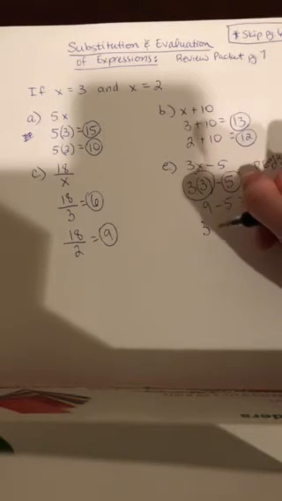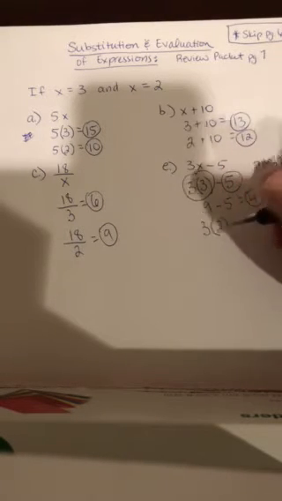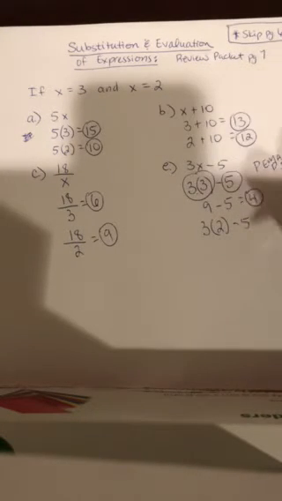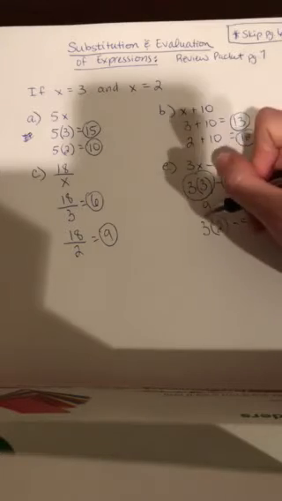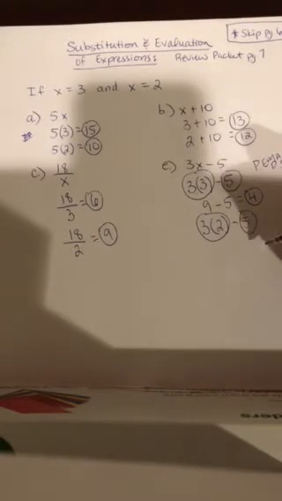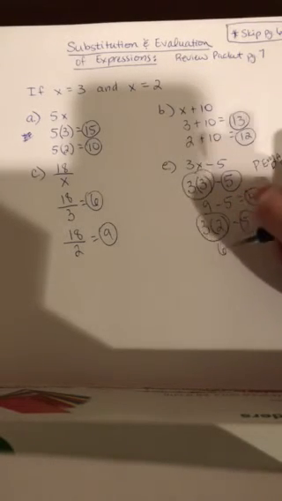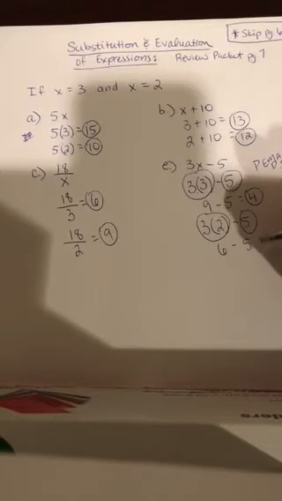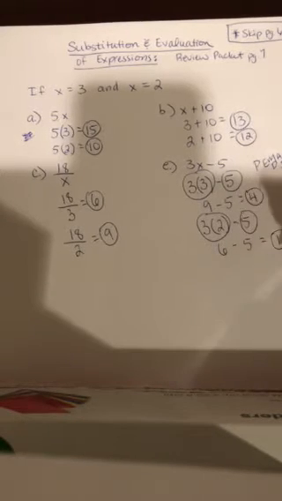And we're also going to substitute x for 2. 3 times 2, make sure I get that sign in there, minus 5. Okay, I'm just going to circle the terms. It makes it so much easier. 3 times 2 is 6. Minus 5 is 1. Okay, and I think that is pretty much it.